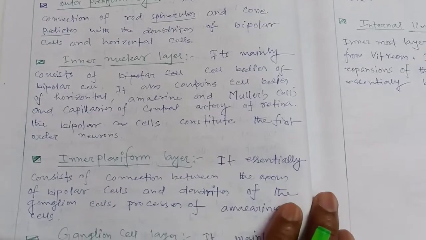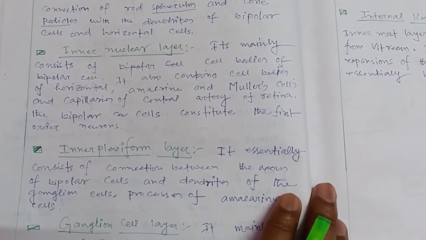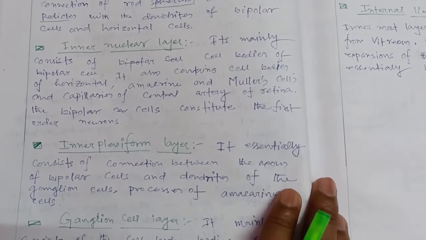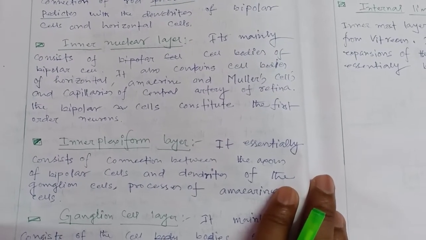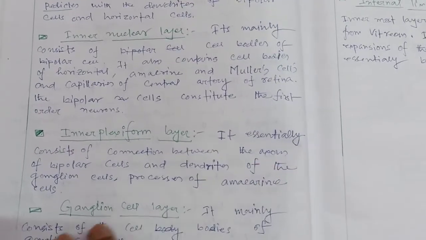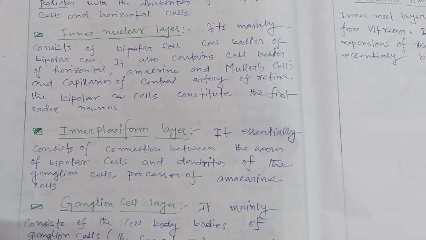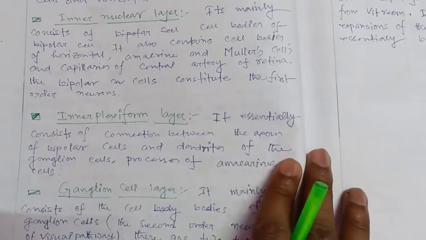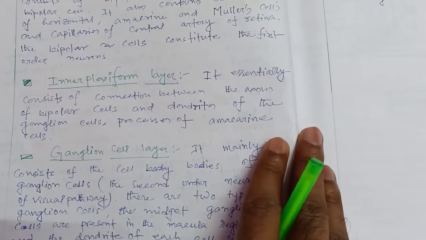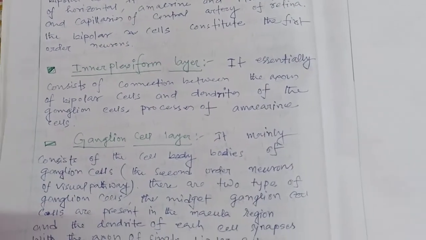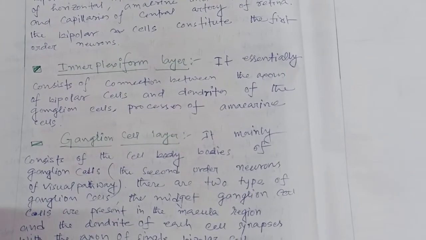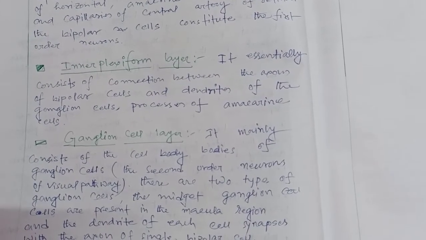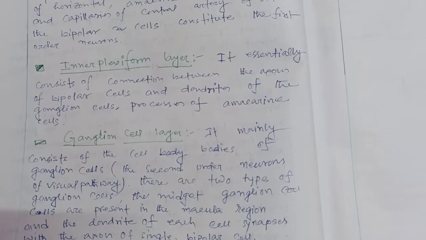Okay, it also contains cell bodies of horizontal and amacrine and Müller cells and capillaries of the central artery of retina. The bipolar cells constitute the first order neuron. Okay, inner plexiform layer, it essentially consists of connections between the axons of bipolar cells and dendrites of the ganglion cells, processes of the amacrine cells.